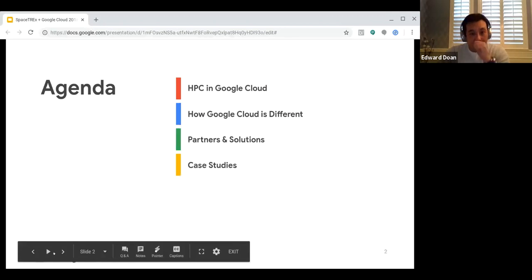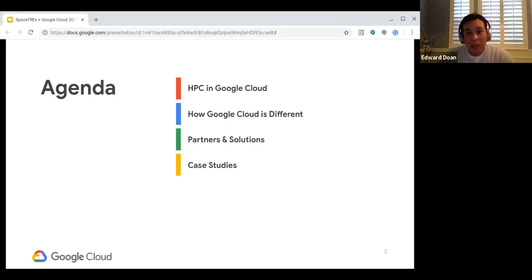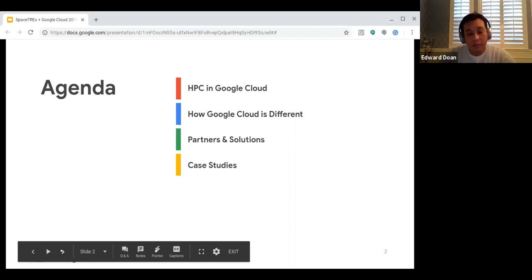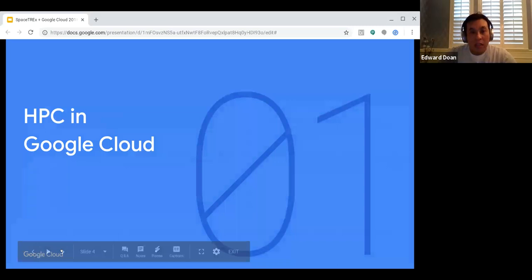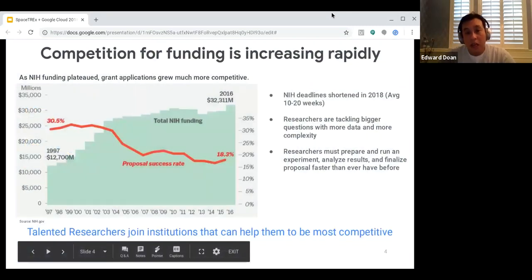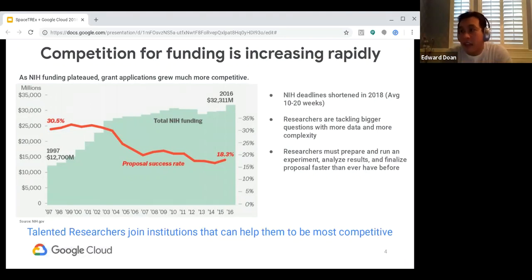So today we'll be talking about HPC and Google Cloud, how Google Cloud is different than some of the other cloud service providers, then some of the solutions that might work for your use case, and then some case studies. So talking about HPC, I think as you guys know, competition for funding within NSF and NIH is growing, and their proposal success rate is shrinking.